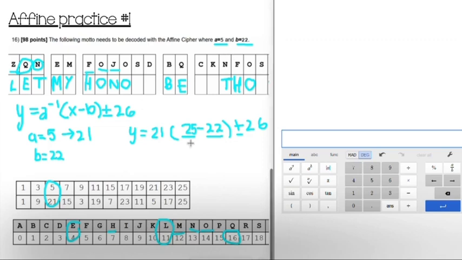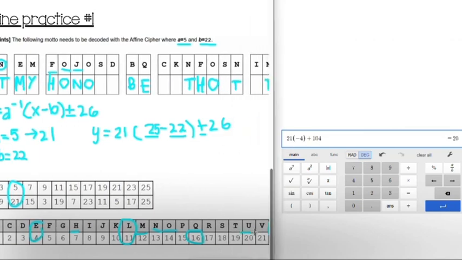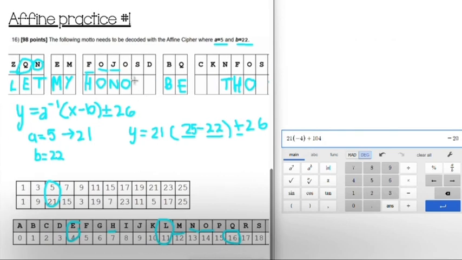So now S, and S is 18, meaning 21 times negative 4, so plus 104, and we would get 20, and 20 is U, so S would be U. So now let's continue on to D, and D is 3, so that means 21 times negative 19, so I would add 416, and that would result in 17, which means it's R over here.